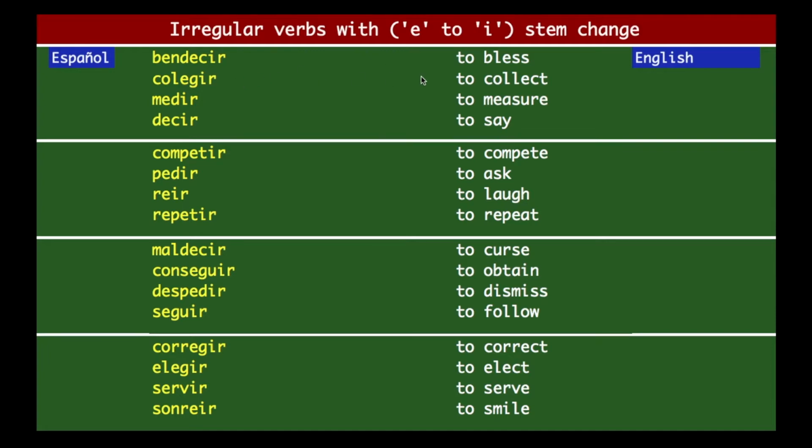Colegir is to collect. Medir, to measure. Decir, to say. Competir, to compete. Pedir, to ask. Reír, to laugh. Repetir, to repeat. Maldecir, to curse. Conseguir, to obtain. Despedir, to dismiss. Seguir, to follow. Corregir is to correct. Elegir, to elect. Servir, to serve. And in the end, sonreír, to smile.